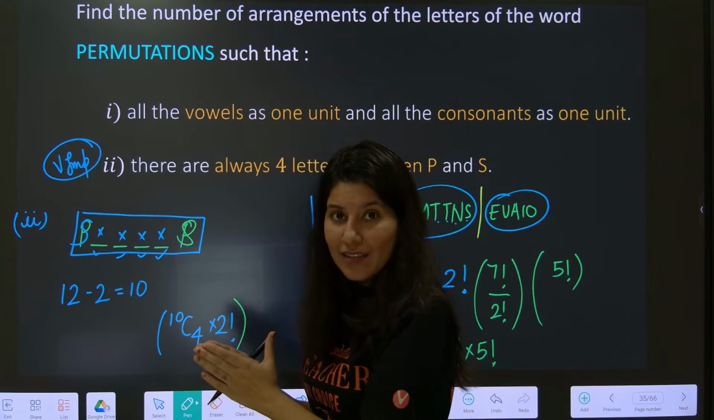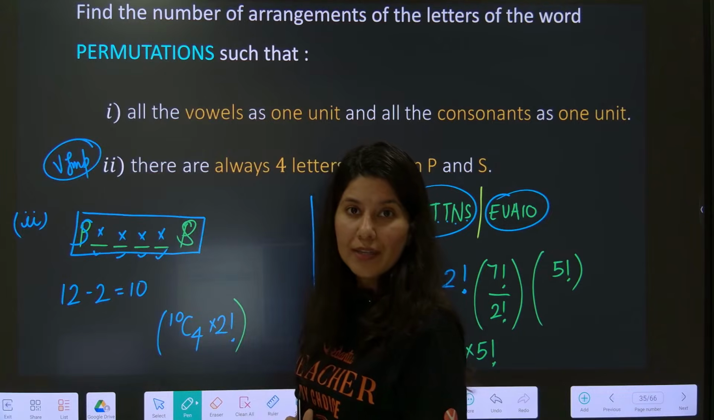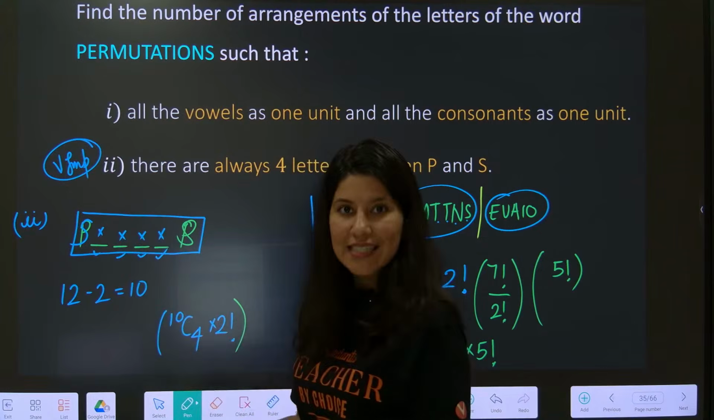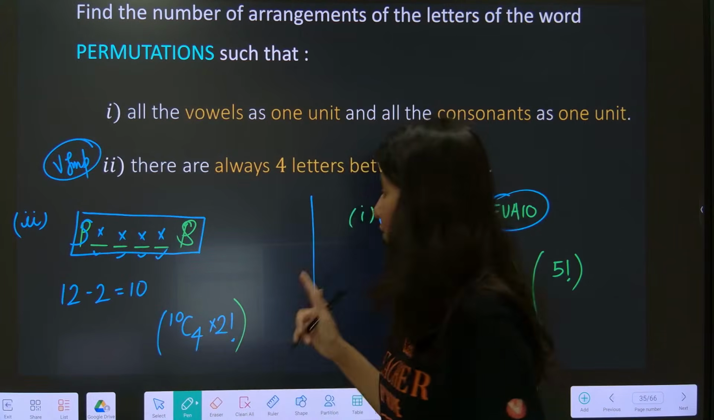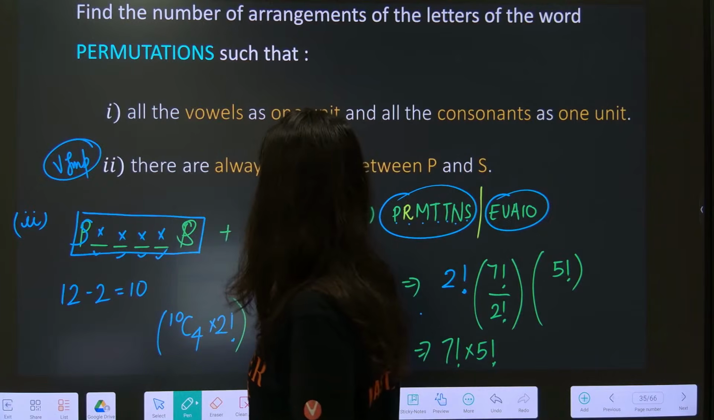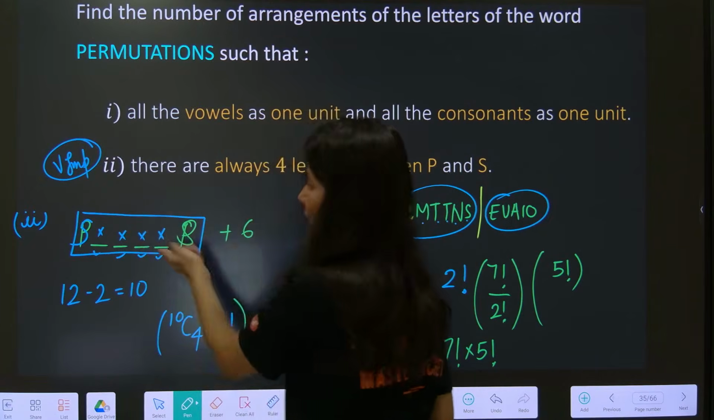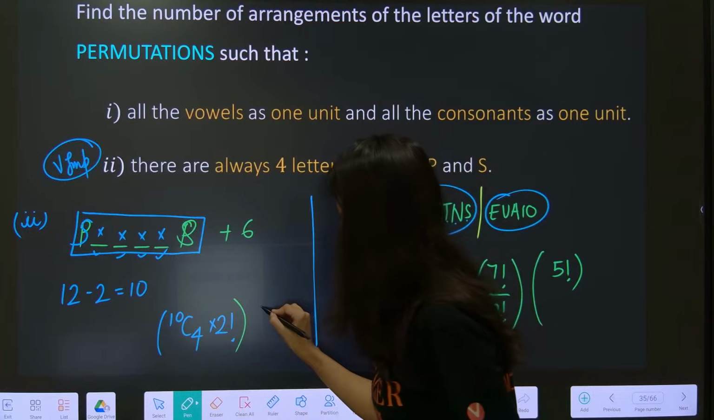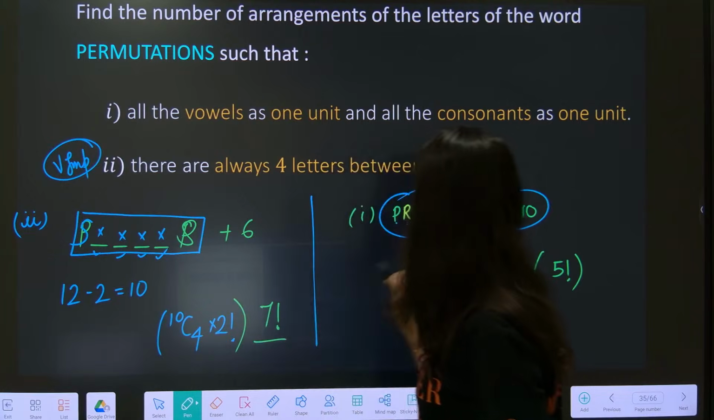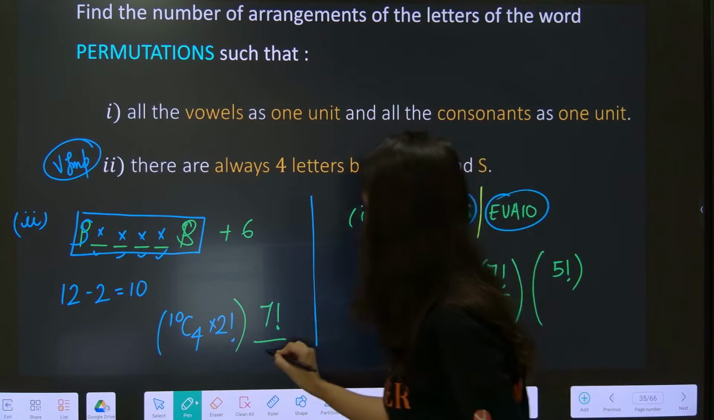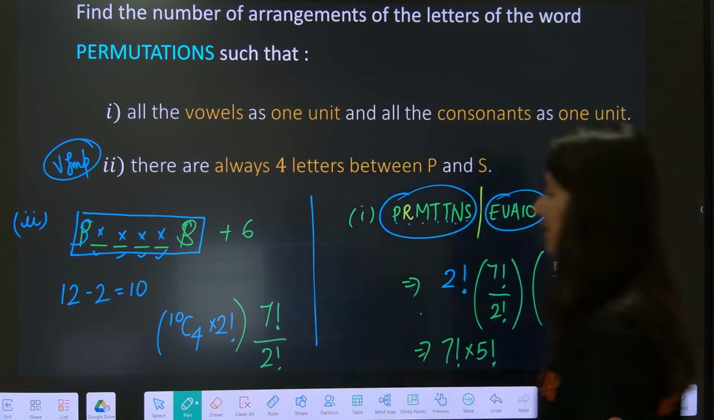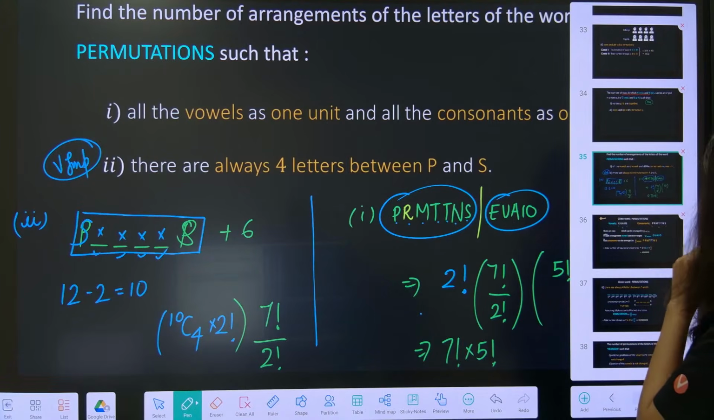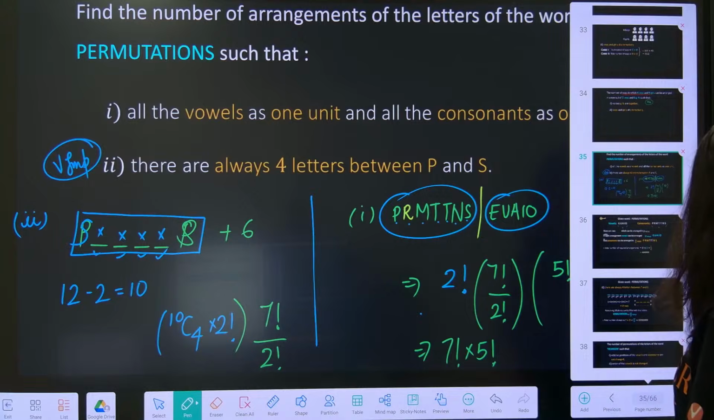Total 12 letters were there, 6 letters are already used, 6 are remaining. Now 6 more you have. So 6 plus 1, 7. Can you see 7? So this is going to be 7 factorial upon 2 factorial, because double T is there. So this is a tricky question, but it's a good question.